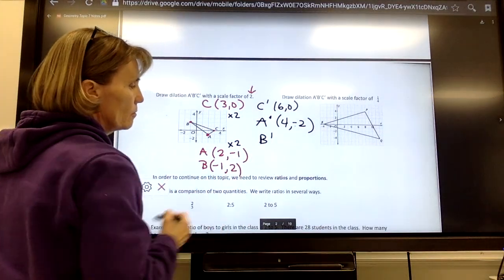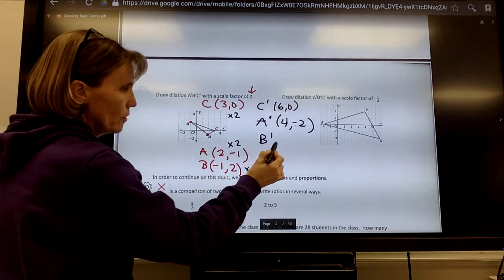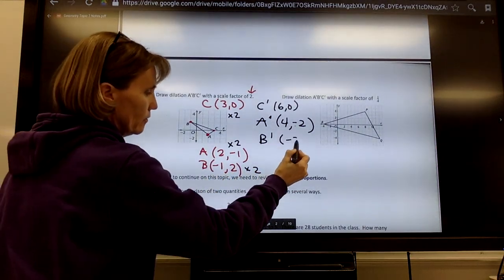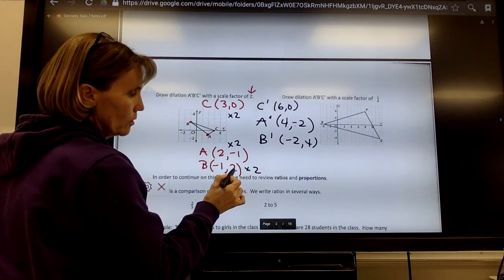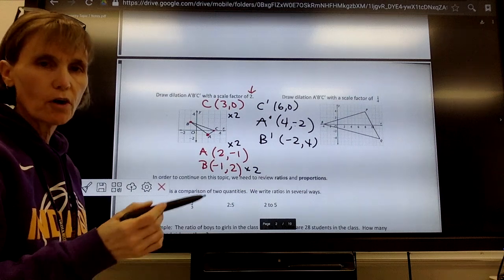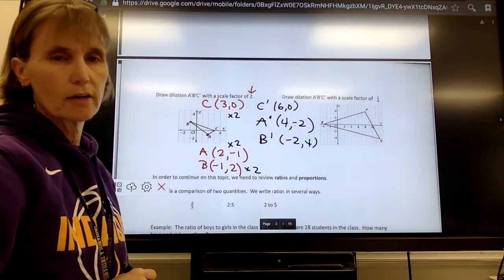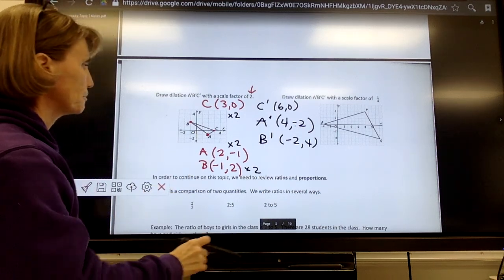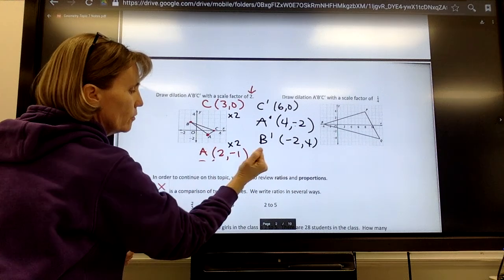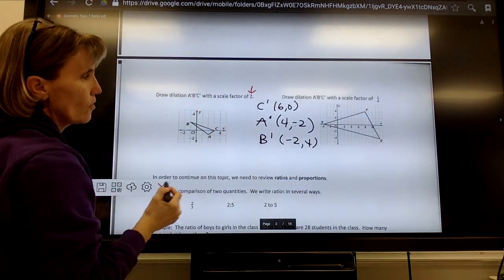And I find my dilation for B. I'm going to take these coordinates times 2, and I'm going to get negative 2, positive 4. Negative 1 times 2 is a negative 2. 2 times 2 is 4. So when you're on a graph or a grid, the way to draw that dilation is to take the coordinates of the corners and take it times the scale factor. Just so we get a better view here, I'm going to erase this up, and then they're going to ask you to go ahead and graph that.